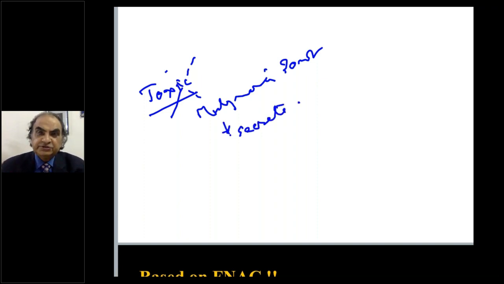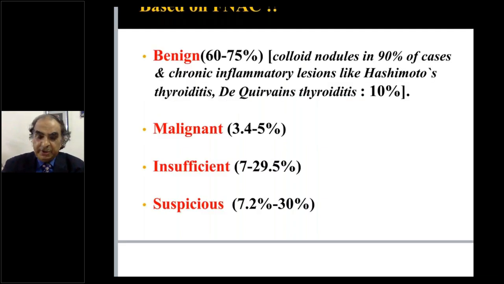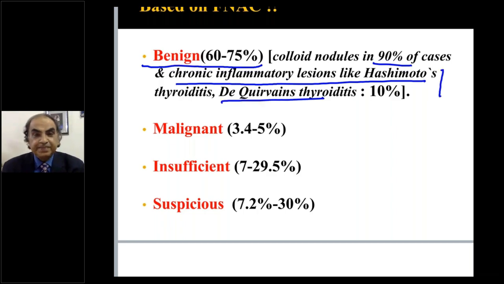They do not secrete. So the chances are that you will have cold nodules being malignant. So that is simple. Now, based on FNAC, I think that makes more sense to us. In a benign, which is about 60 to 75%, they are colloid nodules in 90% of cases, and chronic inflammatory lesions like Hashimoto's and de Quervain's, which is about 10%. So that's about it. 90% are colloid.